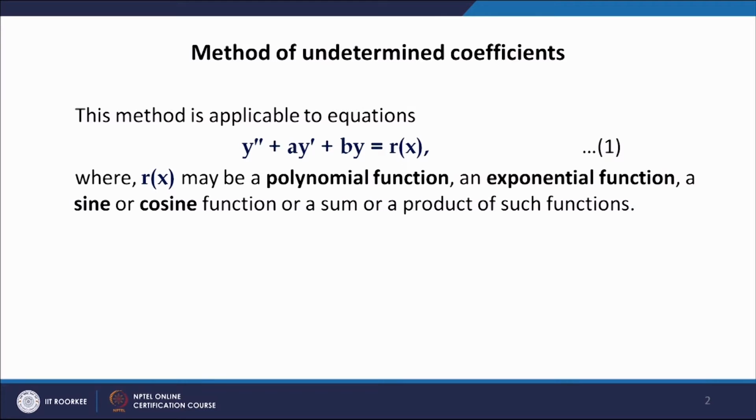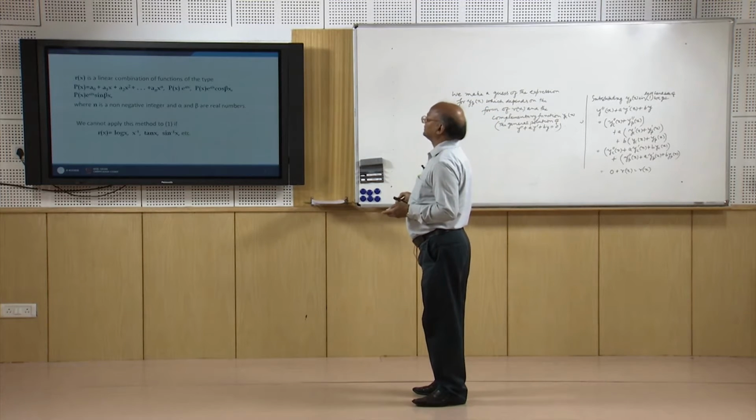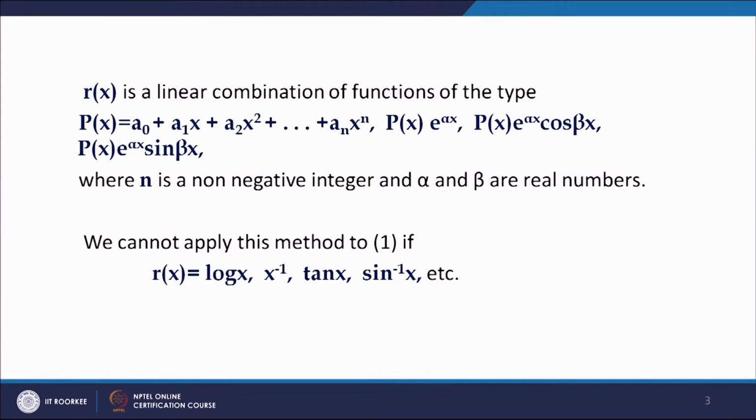It can be a polynomial function, it can be an exponential function, it can be a sine or cosine function, or a sum or product of such functions. Or you can take a linear combination of functions which are polynomials, exponential functions, or trigonometric functions, sin x, cos x. So you can take R(x) to be a function of the form p(x), or p(x) e to the power alpha x, or p(x) e to the power alpha x cos beta x, or p(x) e to the power alpha x sin beta x. So if R(x) is a function of this type, where n is a non-negative integer and alpha and beta are real numbers, then we can apply this method of undetermined coefficients.